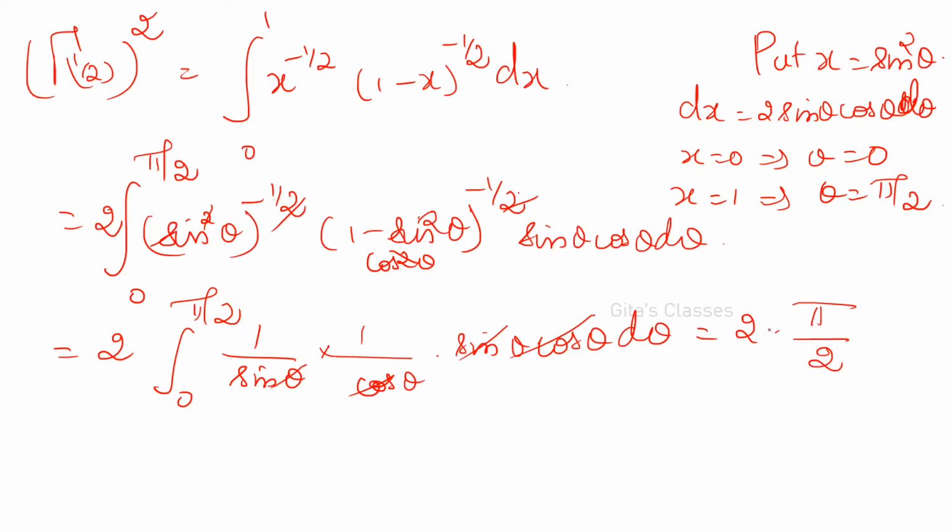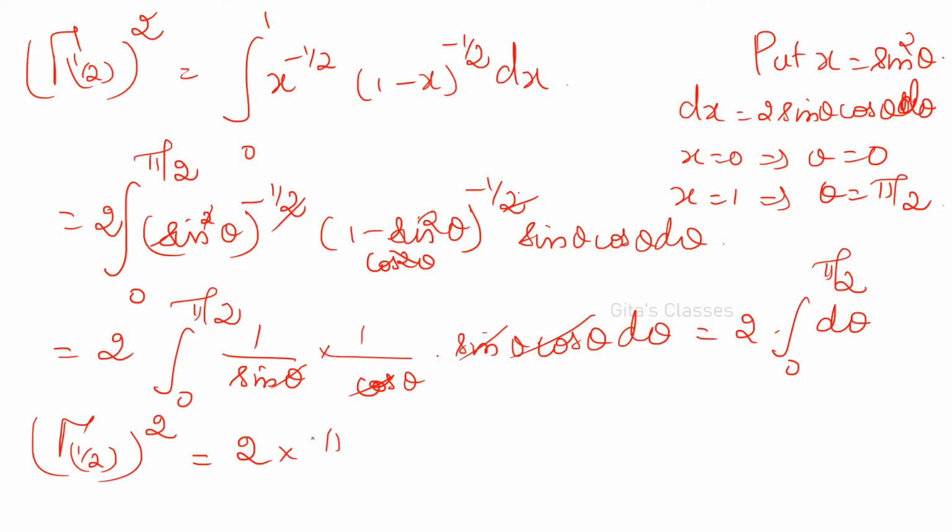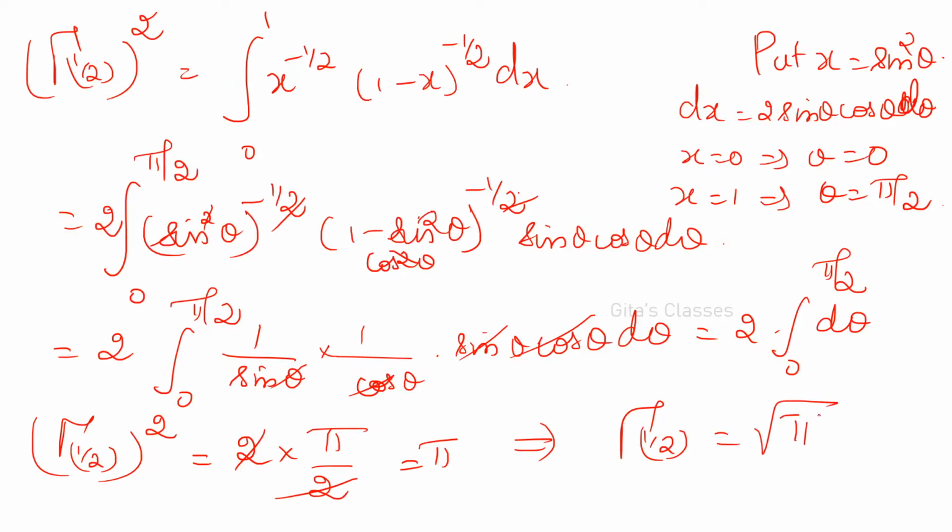When it is only theta, if you want you can write one more step. It is integral 0 to pi by 2. Just d theta will be remaining. Therefore, gamma of 1 by 2 the whole squared is equal to 2 into pi by 2. 2 will get cancelled, which is equal to pi. This implies gamma of 1 by 2 is equal to root of pi. So this is another way of proving this. Depending on the marks you can write. Whichever you feel easier you can do that.